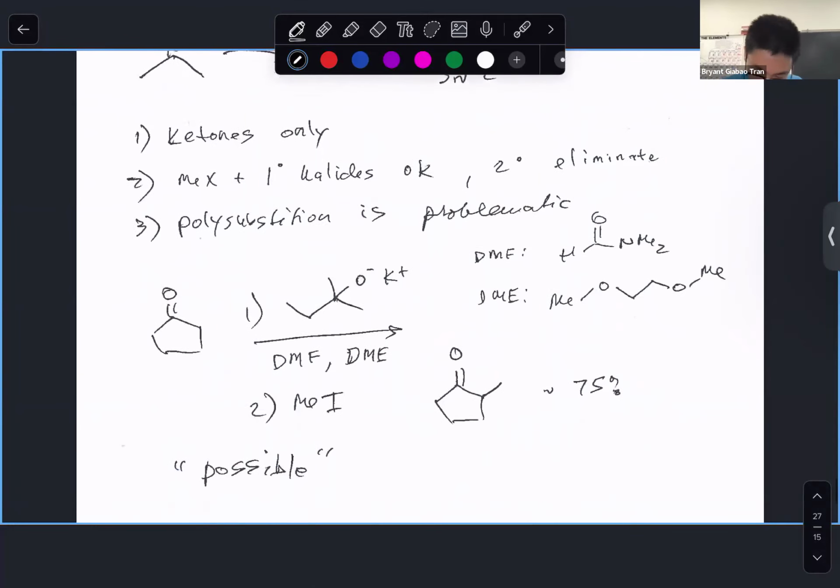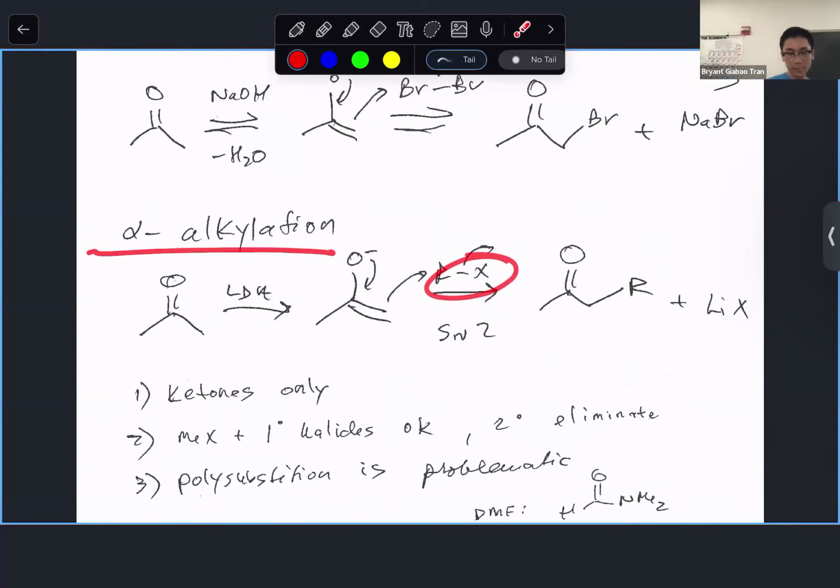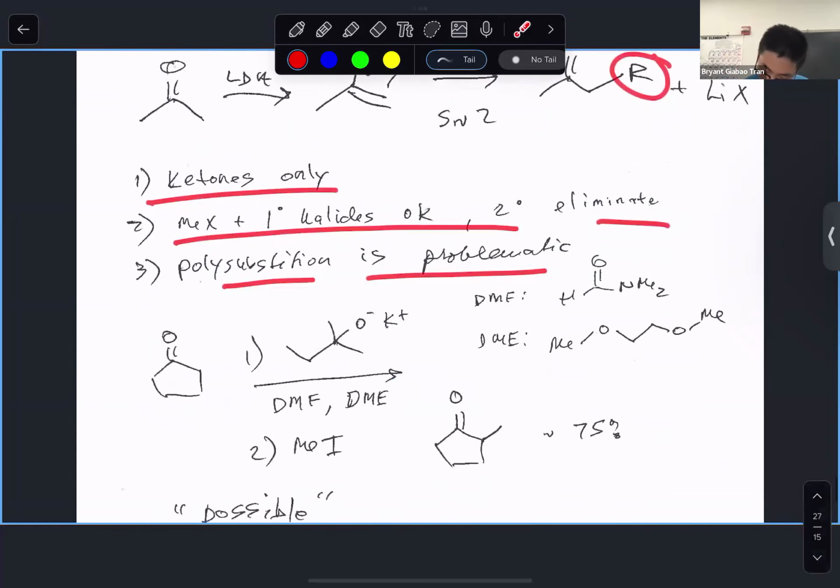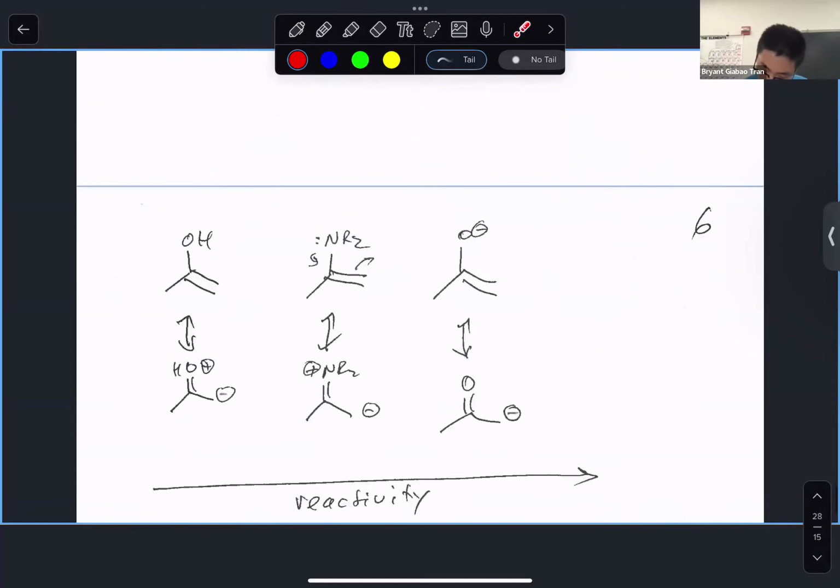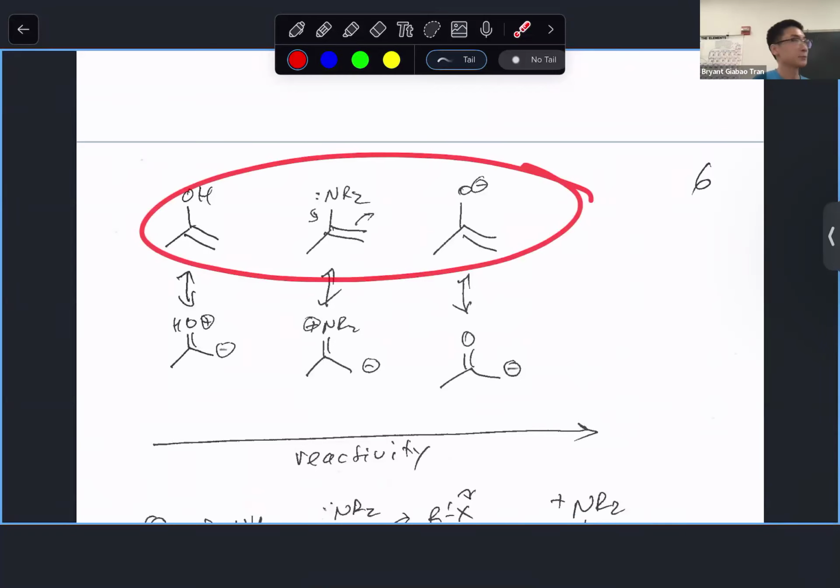Let's see, ketones only. Okay, this is the alpha alkylation that we talked about earlier, where this will get alkylated by attacking a haloalkane to get that alkyl group instead of an H or halogen, right? This right here is just talking about how these act the same way, like I talked about earlier. Enolates and enamines are very similar. The alpha carbon is the nucleophile, these carbons here are the nucleophiles, right? Negative charge, negative charge, negative charge.